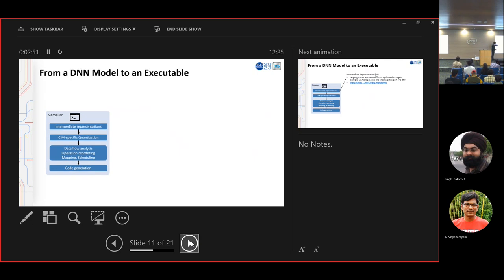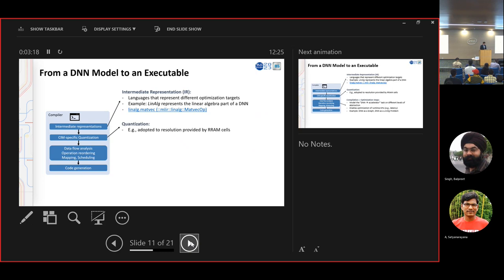The core parts are these four things that you all have to implement if you want to run this. Intermediate representation is basically languages to describe your problem, mathematical representations. One example is Linalg, which is a dialect in MLIR. Basically it represents your deep neural network as a linear algebra problem. Same if you do a data flow problem, you have to understand it as a graph, right? So then you would have to have another intermediate representation.